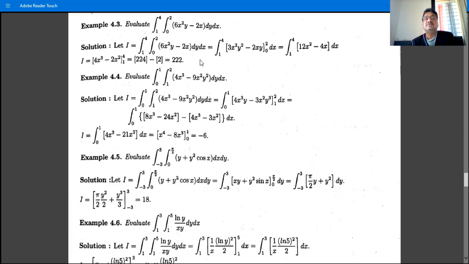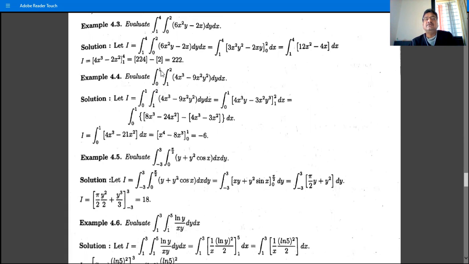And then its integration with respect to x is what? 12x cubed by 3. 12 by 3 is 4. Then 4x square by 2. And therefore we have the value at the upper limit, value at the lower limit. That is, value at 4 is 2 to 4. And value at 1 is 2. The answer is 2 to 2.